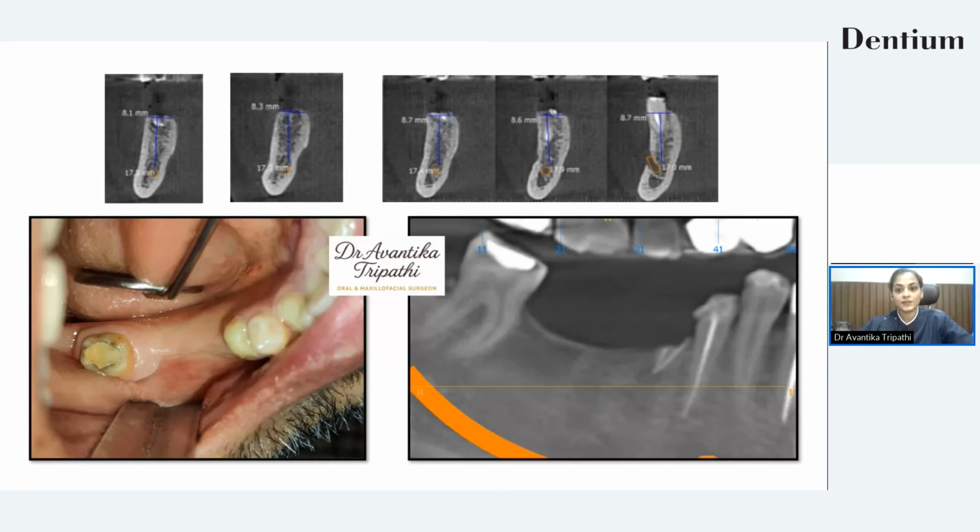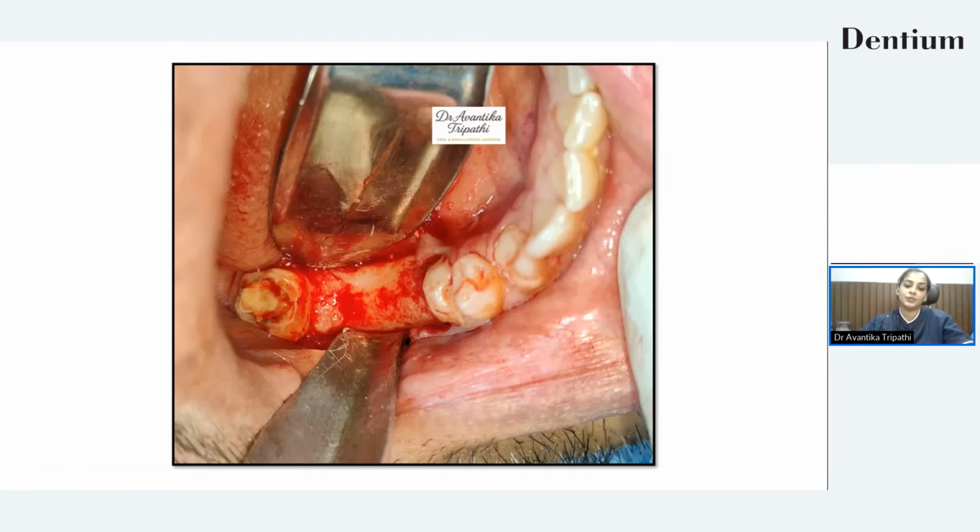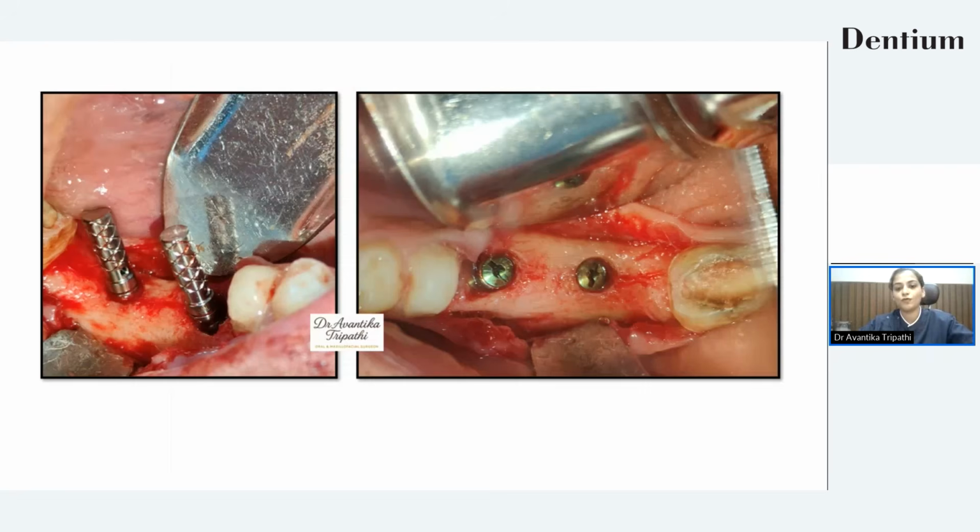As you can see, the bone diameter is 8.7 mm in these cases. Ideally I would have chosen an implant diameter of 6 mm in this case, but here I placed an implant of 4.5 diameter only, just to preserve the buccolingual bone. As you can see, the bone is very good, but still I placed a 4.5 implant just to preserve the buccal and lingual bone.